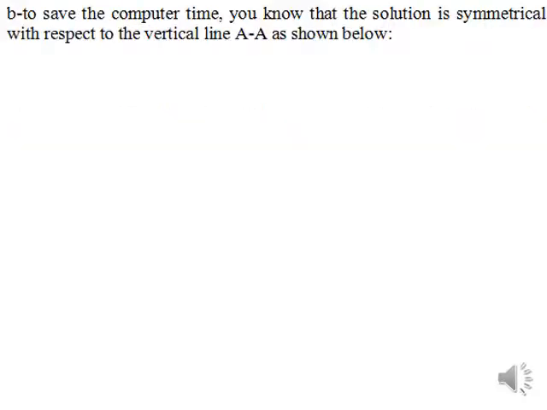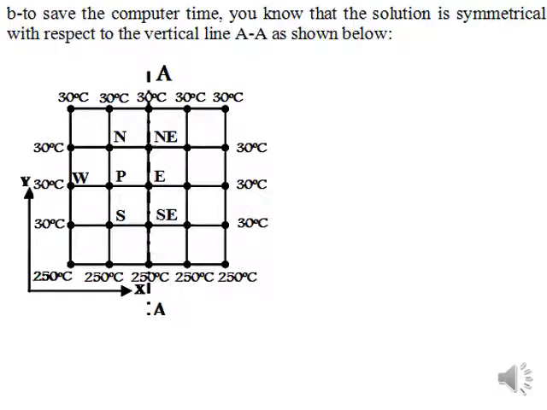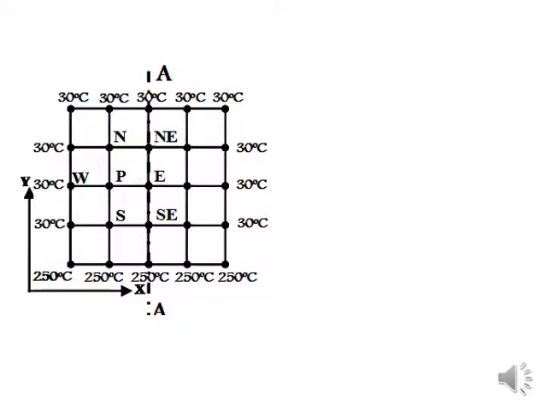Now, if we deal with the second question to save computer time, as we stated, you have a symmetrical solution around the line AA as shown. So don't let TNE be different from TN. They should be the same because you are approaching nothing to give and nothing to lose for the heat when you approach the line AA. And TN exactly should equal TE.